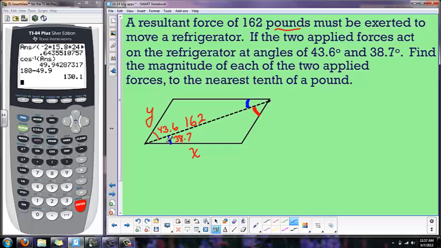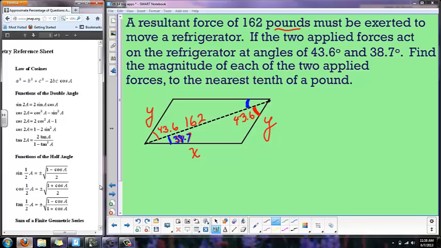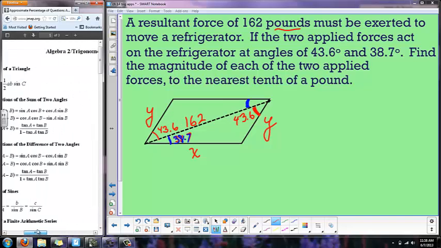So if I already know that this is 38.7 degrees, and due to alternate interior angles, I also know that this is 43.6 degrees, then I have two of the angles of a triangle. I know that this is 162. I know that if that's side y, then this is side y as well. And I need to solve for each of those. Now this looks like it's going to be a question where we deal with law of sines.